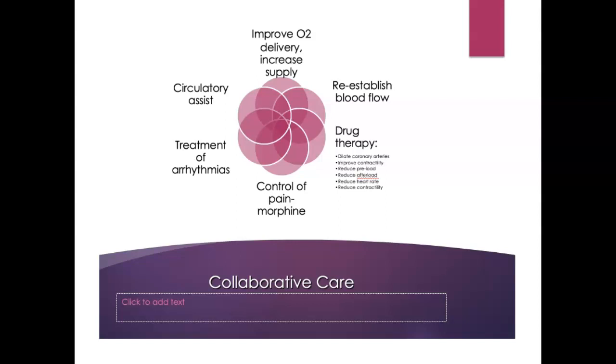Reduce the afterload so the heart can pump out easily. Reduce the heart rate and reduce contractility. So there's a lot of drugs that come into play. You may need to control pain if the individual's having pain from the extra workload on the heart and they're having ischemia. Treatment of arrhythmias. And then the heart may need some circulatory assist. So there may be the placement of an intra-aortic balloon pump as a temporary measure to help the heart.